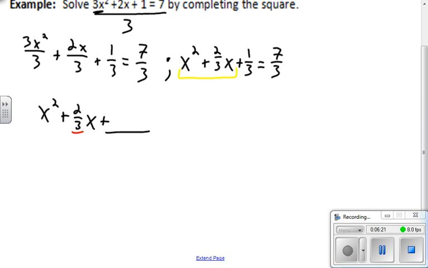Remember, this piece divided by 2 is going to be our hidden piece in here. And 2/3 divided by 2 is just going to be 1/3. So that's going to be our spot there. And if we take 1/3 squared, that'll give us 1/9. So 1/9 is the piece that we are looking for in this case.